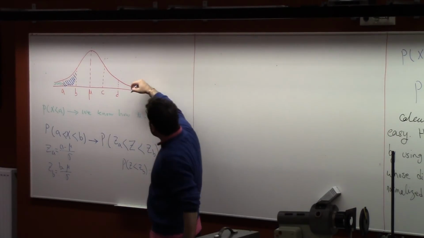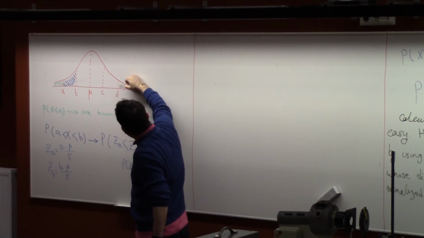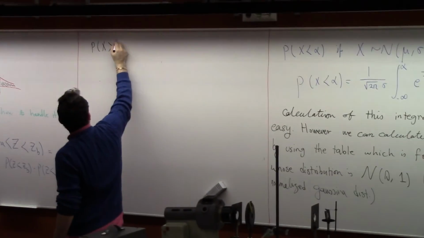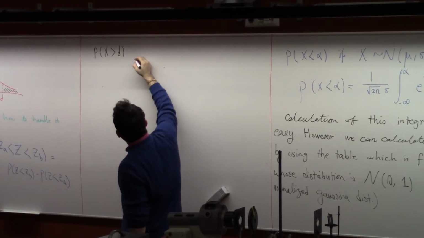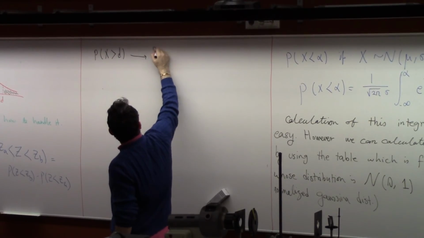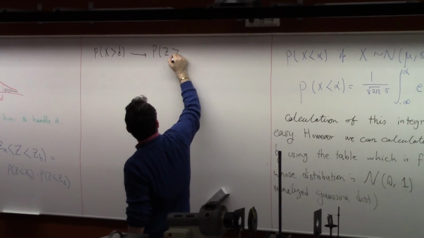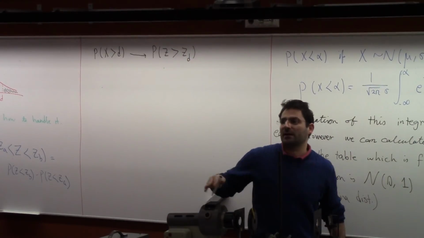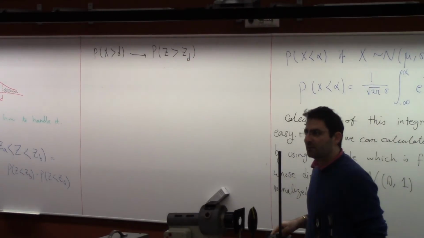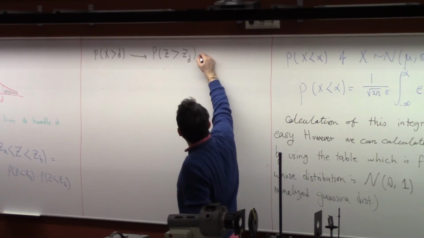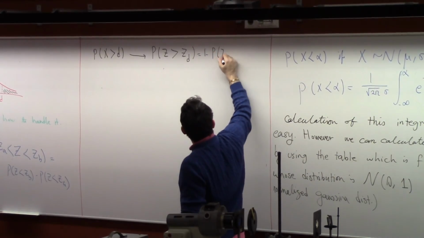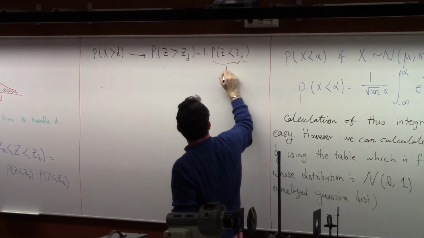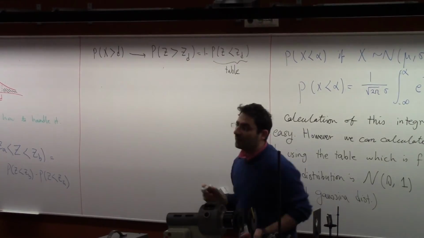Let's see, what about this one? Probability of x greater than d is like the probability of z greater than zd. Zd is d minus mu divided by sigma. And this is 1 minus the probability of z less than zd. We use a table to find what this value is.